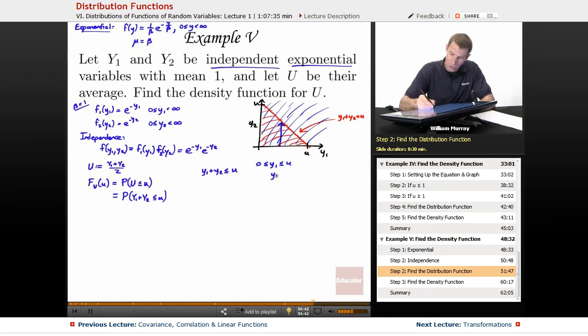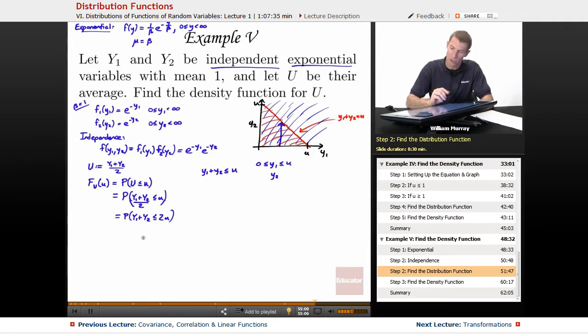And for y2, I see that I have a small mistake here, in that my u is not y1 plus y2. It's y1 plus y2 over 2. So I need to fix that mistake. So if I solve this, this is the probability of y1 plus y2 is less than or equal to 2u, not u.